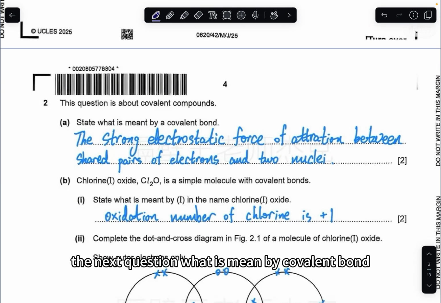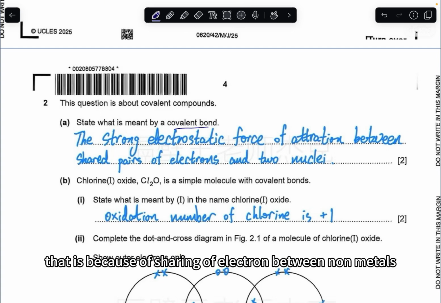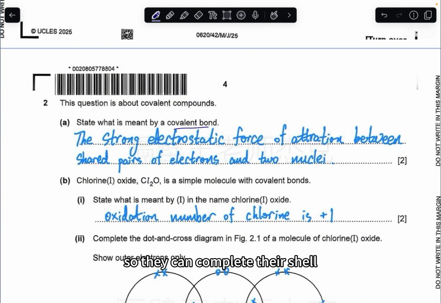The next question, what is meant by covalent bond? So we know the covalent bond is a bond that is formed because of sharing of electrons between non-metals, so they can complete their shell. So it's a strong electrostatic force of attraction between the pairs of electrons and the two nuclei.